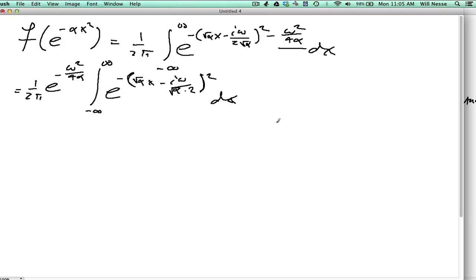All right, so what I'm going to do then is actually do a substitution. So I'll just do a u sub. So u is equal to root alpha times x minus i omega over 2 root alpha. So du over root alpha is equal to dx. And the limits of integration don't change, because when I take x going to positive and negative infinity, this whole thing also goes to infinity.